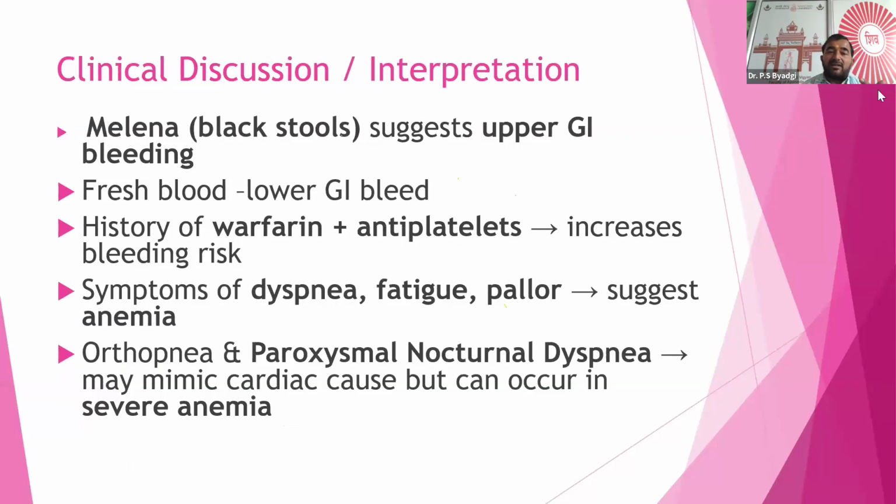So to conclude, in this particular patient, the history of melena was indicating GI bleeding. How do you differentiate whether it is a bleed from the upper GI tract or the lower GI tract? If the patient presents with fresh blood, that indicates bleeding from the lower GI tract. In this patient, there was melena, so it is upper GI tract bleeding. The patient was also taking warfarin and other antiplatelet agents, which increased the risk. The presentation of dyspnea, fatigue, and pallor indicates the diagnosis of anemia.